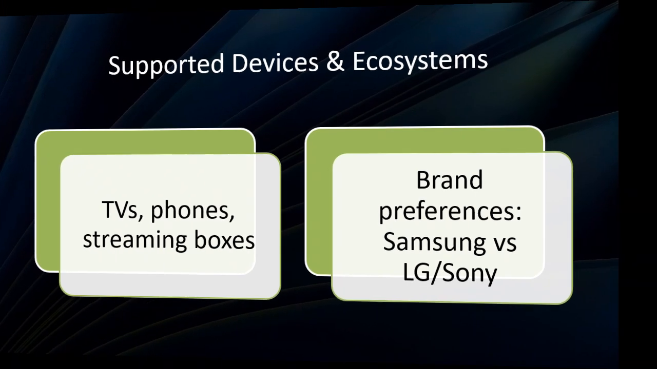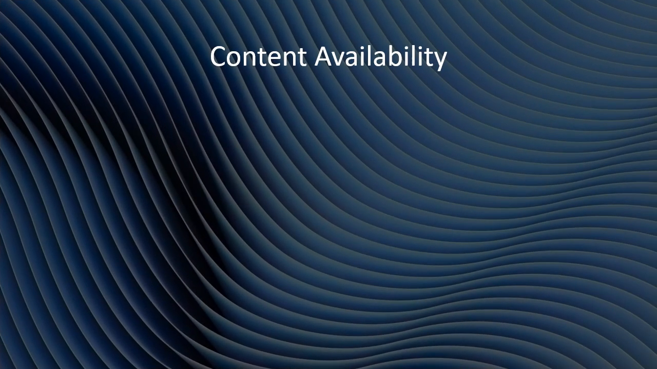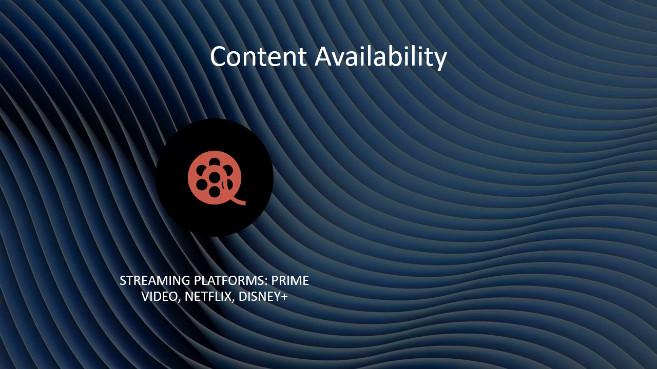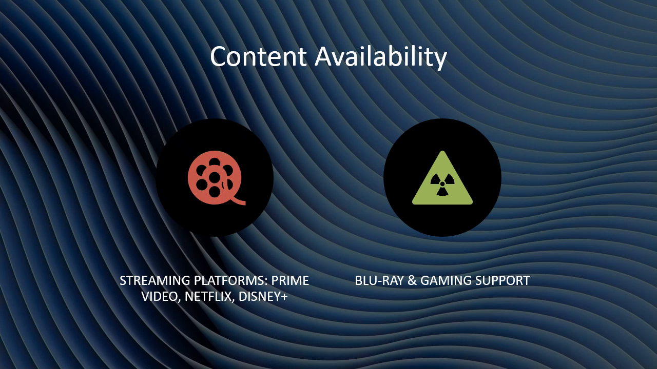Content availability. HDR content is growing rapidly across streaming services. Amazon Prime Video supports HDR10+ on many titles, while Netflix and Disney Plus heavily favor Dolby Vision. UHD Blu-ray discs often include both, but availability still depends on studio preferences. Gamers will also find these formats on modern consoles.